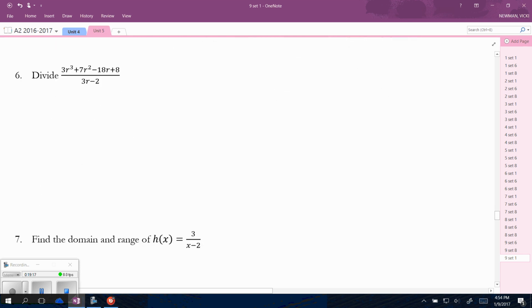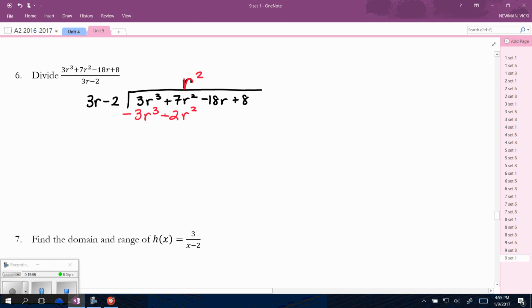All right, number 6. You see this kind of division, and you should think long division. So 3r minus 2 divided into 3r cubed plus 7r squared minus 18r plus 8. There were no missing terms there, so I don't need a placeholder. My goal is to get the first term to cancel. So 3r cubed divided by 3r is r squared. R squared times 3r is 3r cubed. R squared times negative 2 is negative 2r squared.